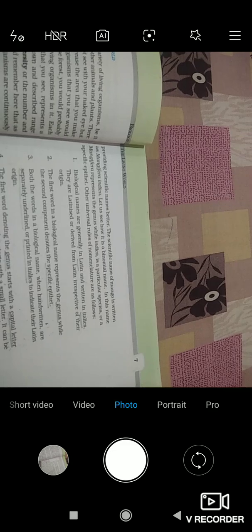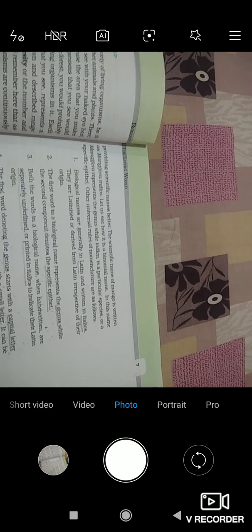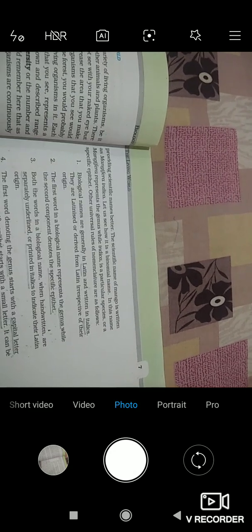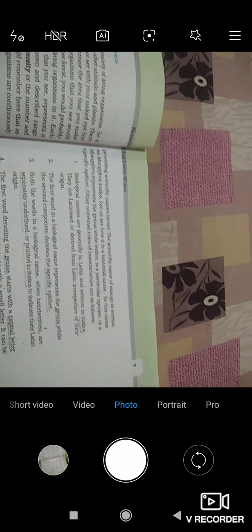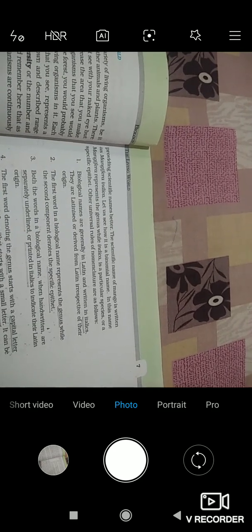I have told you earlier also, guys, that the scientific name or biological name of a particular organism has two words. The first word is known as the generic name or genus, and the second word is known as the species or a specific epithet. Okay, so this is how they have named the mango as Mangifera indica. Mangifera represents the genus while indica is a particular species or a specific epithet.